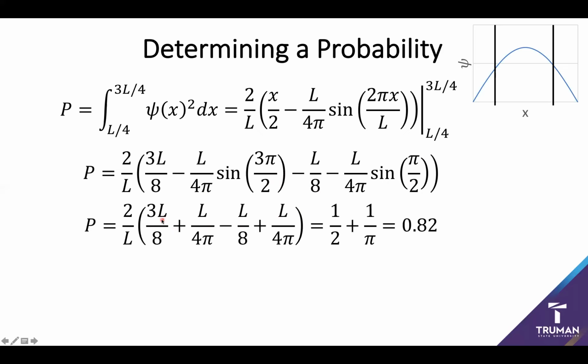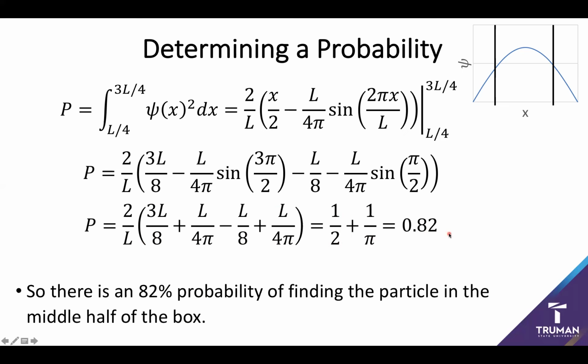Then we can first factor out our 2 over L, which gets rid of all of our L's and simplifies all of our denominators. And then we can combine all the factors that don't have pi and then all the factors that do. When we do this, the whole system sums to 1/2 plus 1 over pi. So this gives me a probability of 0.82.